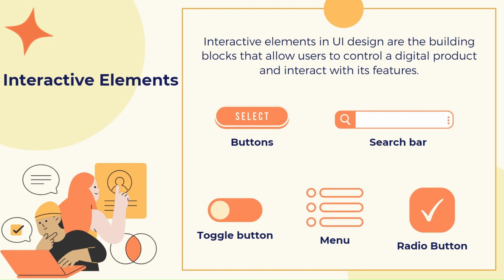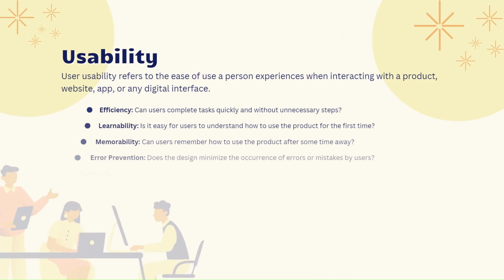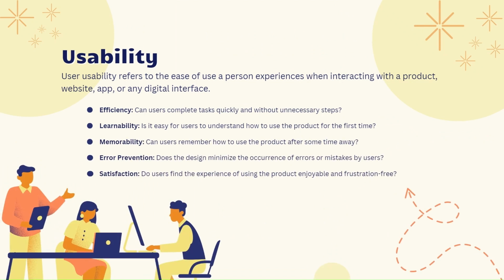Now let's discuss the third topic, which is usability. Usability refers to how easily a person is trying to use your application. Finding it difficult or finding it easy to use comes under usability. So there are a few factors which have to be considered in usability like efficiency, learnability, memorability, error prevention, satisfaction. So all these come under usability.